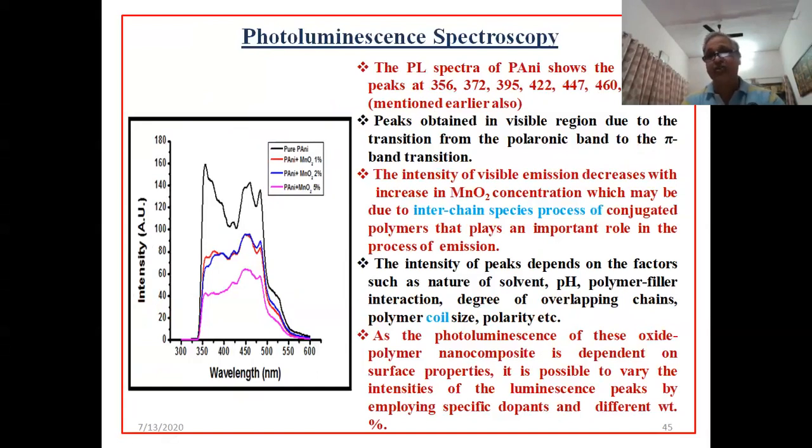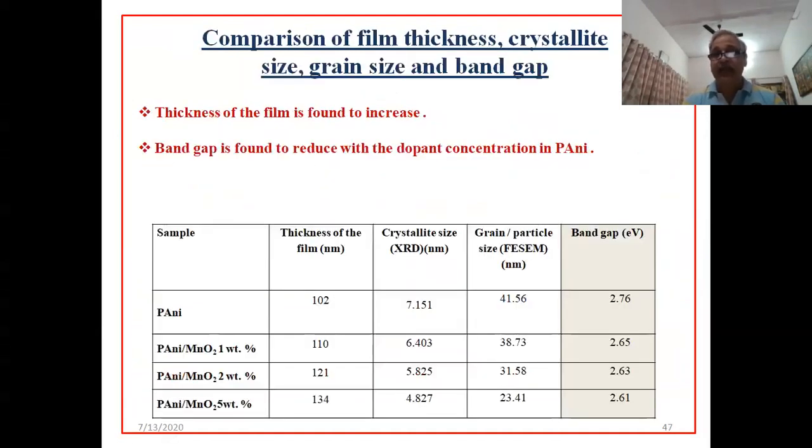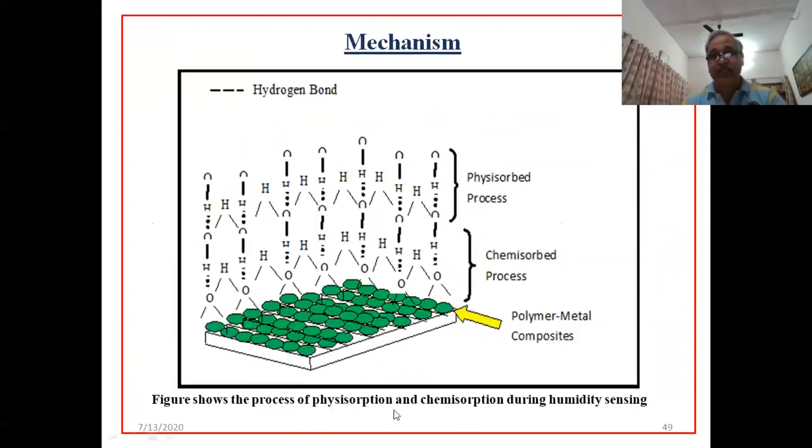This is the electrochemical properties of the same. And here the band gap also decreases as we increase the dopant percent. And this is the humidity sensing. When the film is exposed to humidity, both chemisorption and physisorption processes occur. During chemisorption, a few water molecules are chemisorbed on the activated sites of the surface to form hydroxyl groups.